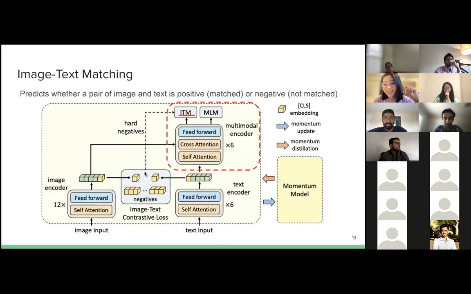And now we finally arrived at our third objective. In order to teach the model to learn a bit better, this group of authors added an image-text matching loss at the end of the multimodal encoder as well, to predict whether a pair of image and text is matched or not matched.